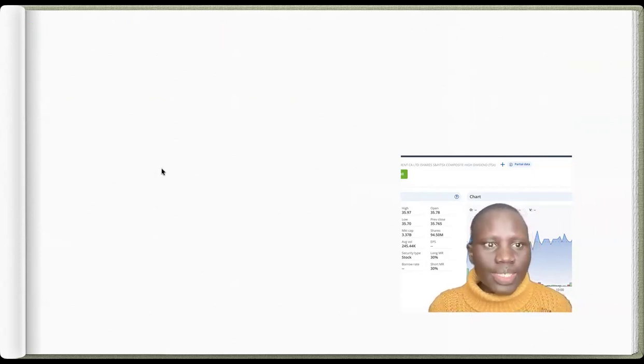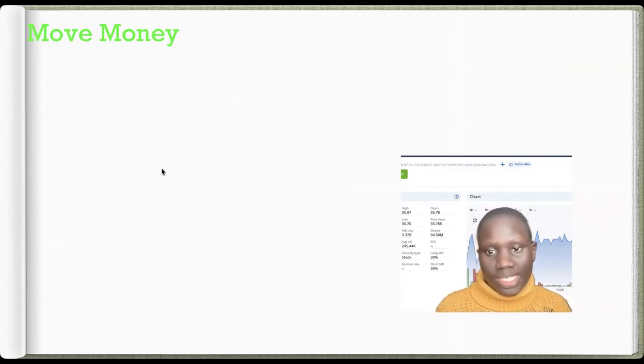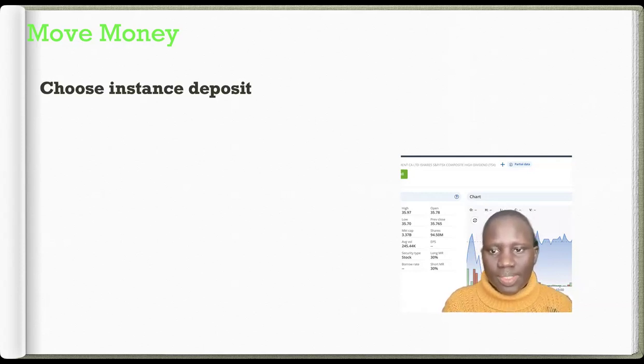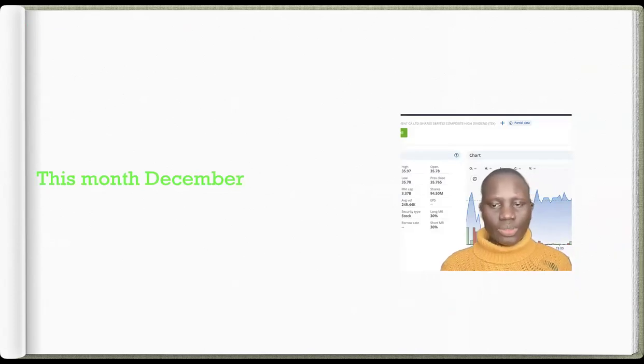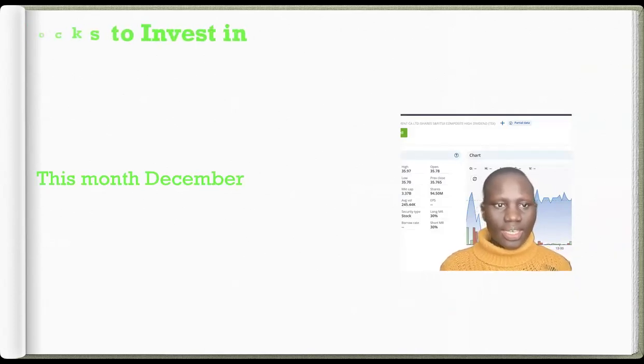Number two is your money. Before you invest, you need money. So you have to move money from your bank account to your Questrade account, or any broker that you use. For me, I choose instant deposit. That one only takes two minutes and you are done, right? So you only post your money in 2 minutes and you start buying your shares or stocks. You just save your debit card on your Questrade account, and whenever you want to do a transfer, you just click on it, and that's it.